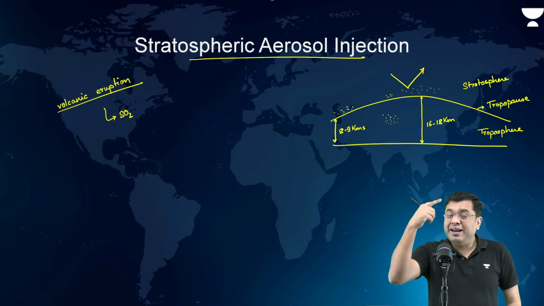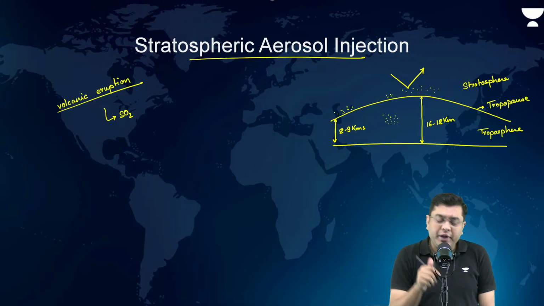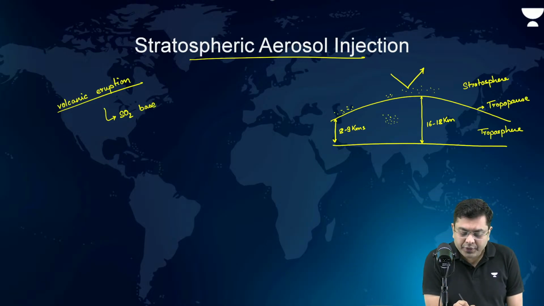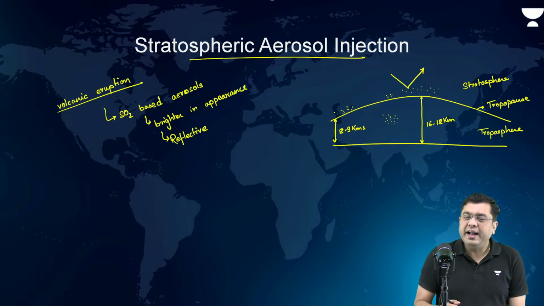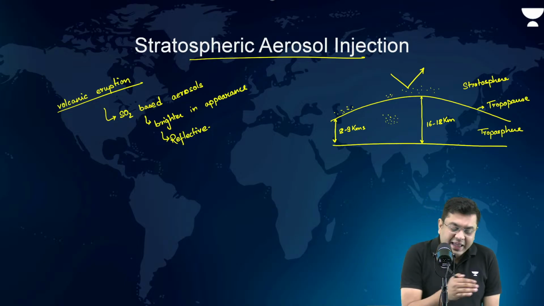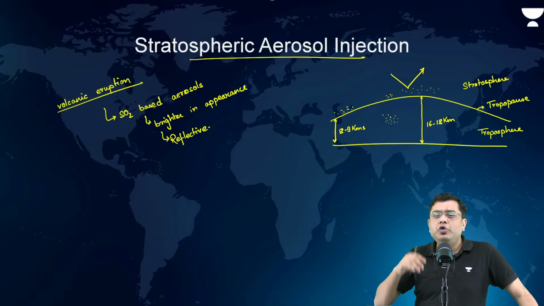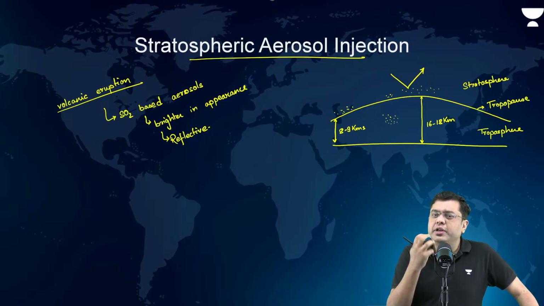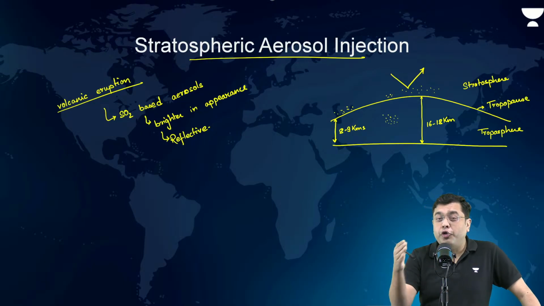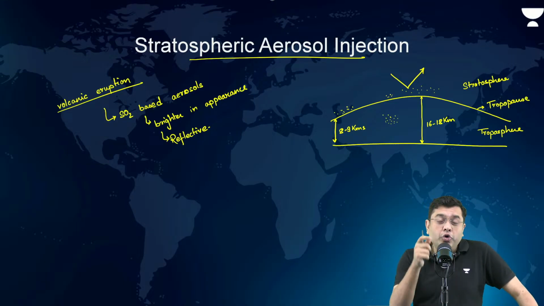Now, this SO2 will combine with hydroxide molecules in the upper atmosphere and form SO2-based aerosols. These aerosols are brighter in appearance. As a result, they have a reflective property, and hence they will reduce the amount of solar rays. So, that is the case of mimicking the volcanic eruption. That is the impact of a volcanic eruption. That is why, whenever you have a volcanic eruption, initially that region heats up. But over the longer duration of the months that follow, there is a cooling effect because the solar rays are blocked.